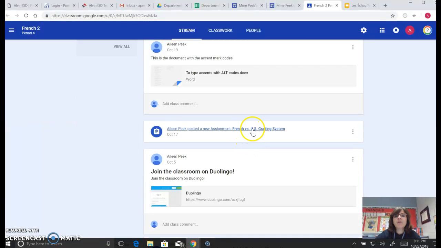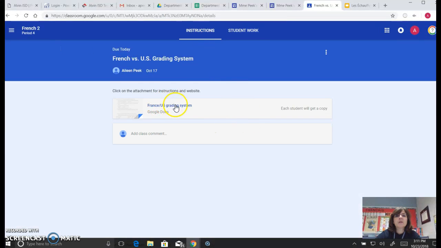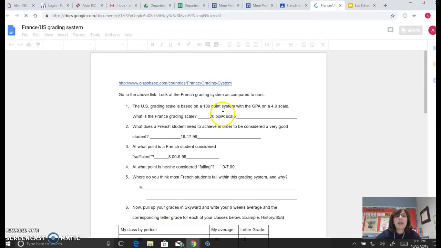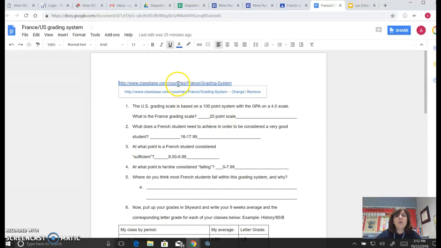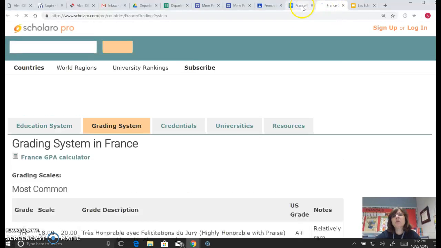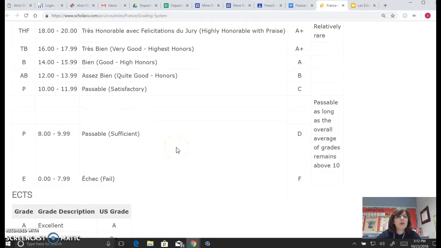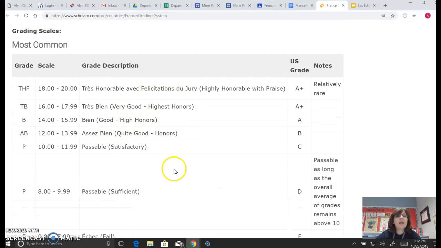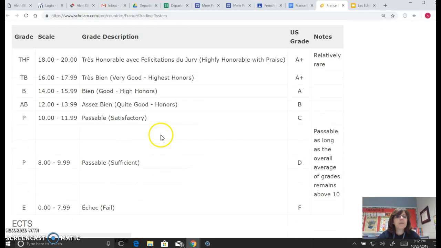We clicked on the French versus U.S. Grading System. All right, mine goes to that. So I'm going to go here. And we started working on this, filling out this handout here. So we clicked on the link, and that gave us the two windows, the one with the document and the one with the website. So here is the website that you're going to go to that talks about the French grading system. Okay? And if you notice, their point system is different from ours.